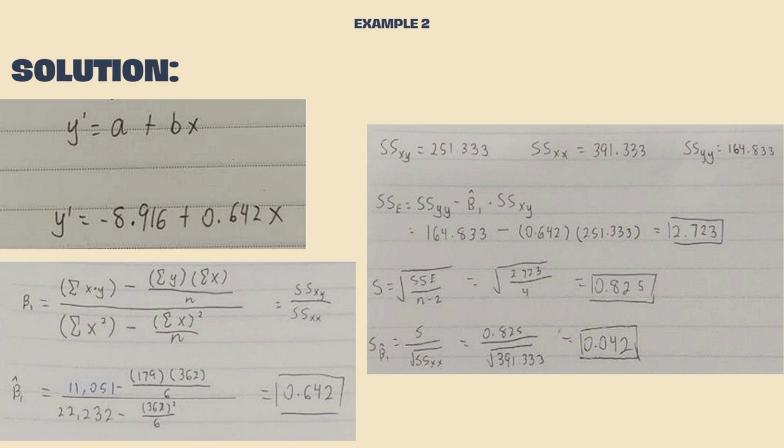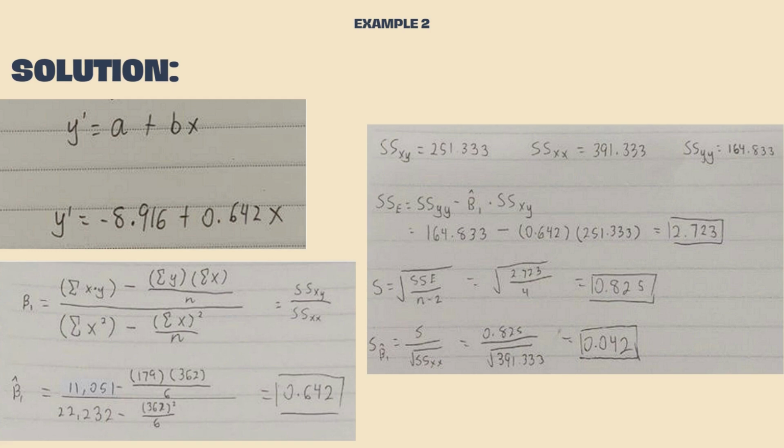So we have our sum of squares values here on top. So for xy we have 251.333, for XX, we have 391.333. And then for YY, we have 164.833.